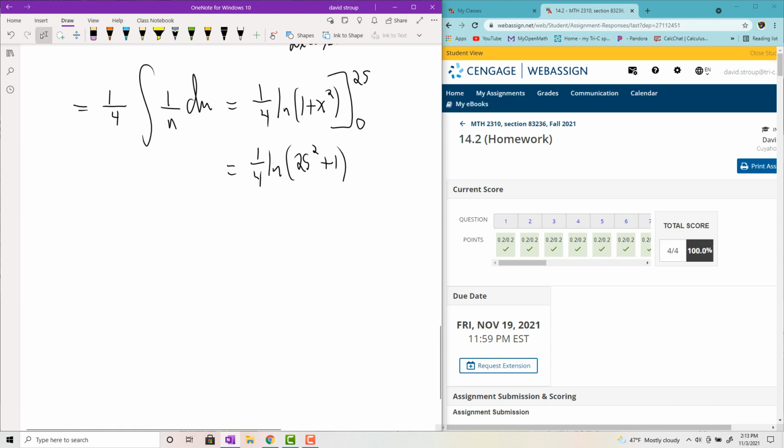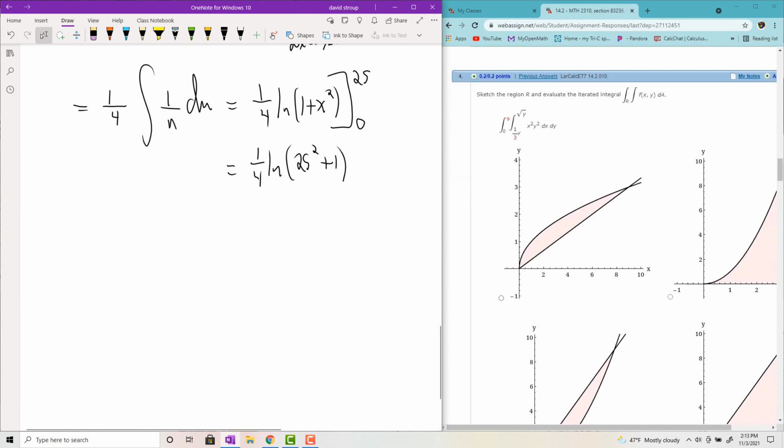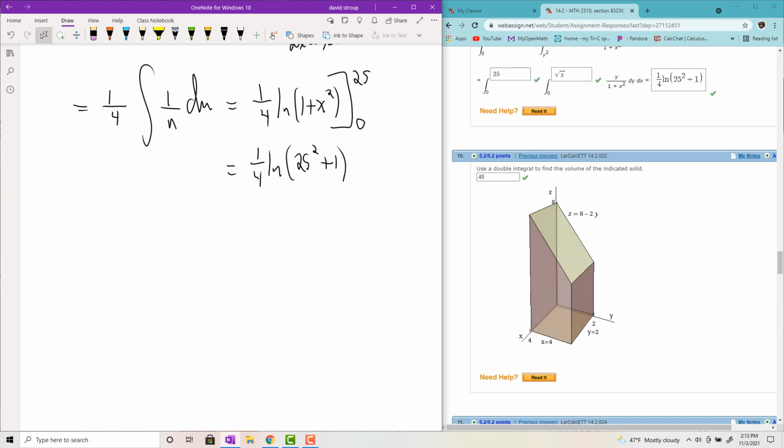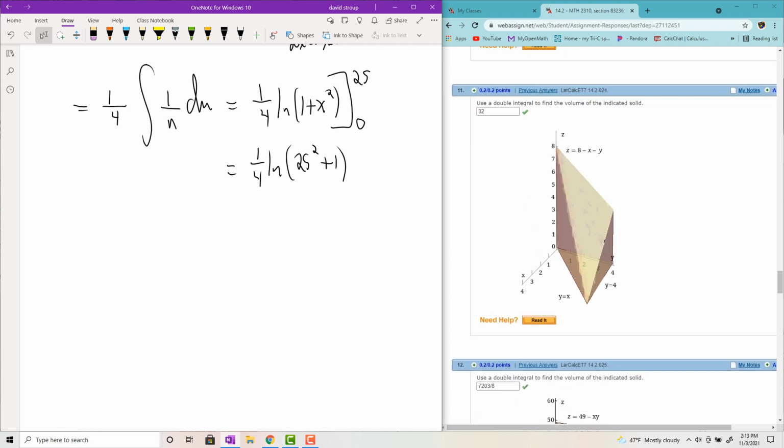Anyways, we used this sort of double integrals with an integrand inside to figure out volumes of given regions. So like number 11, I could ask you to do something like that.